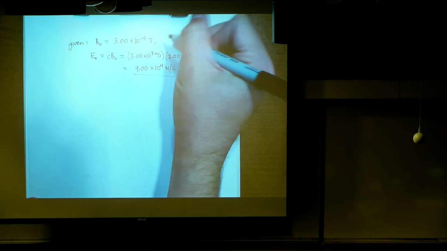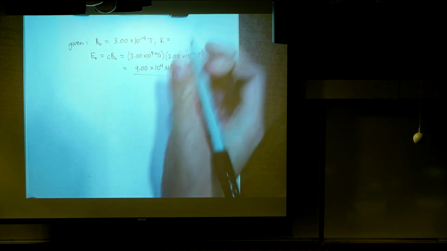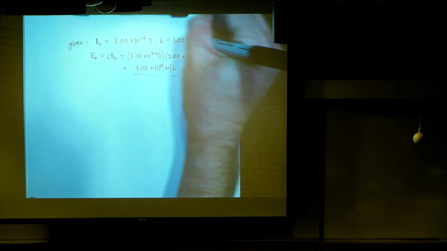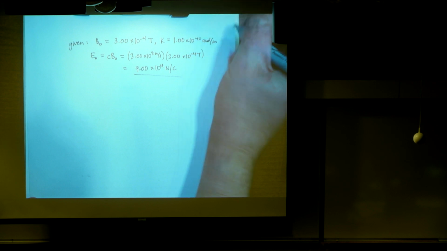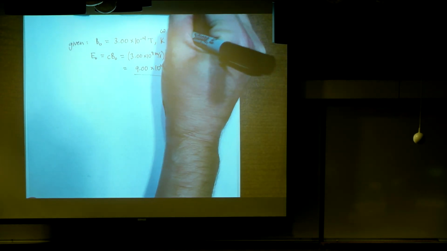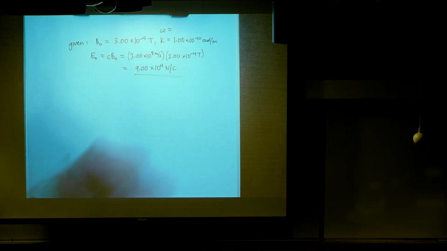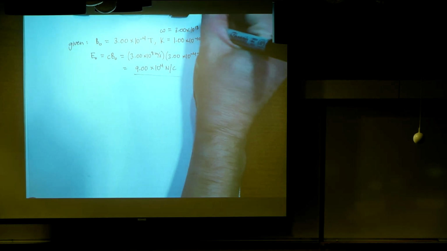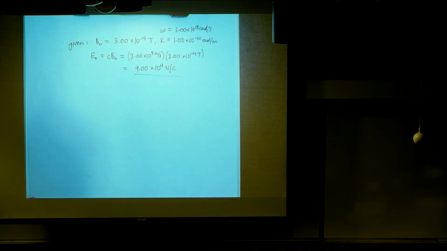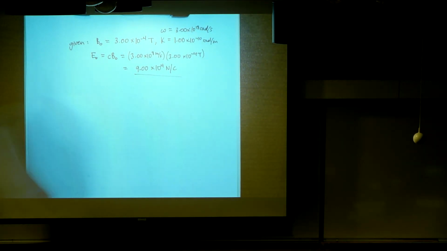All right, here's some other stuff we're given. We're given the value of K. That is exactly 1 times 10 to the minus 10 radians per meter. And we're also given omega, which I'll write up here, is 3 times 10 to the 18 radians per second. Okay? So we want to know the frequency. Let's just do that real quick.